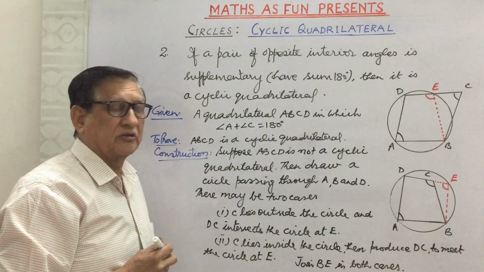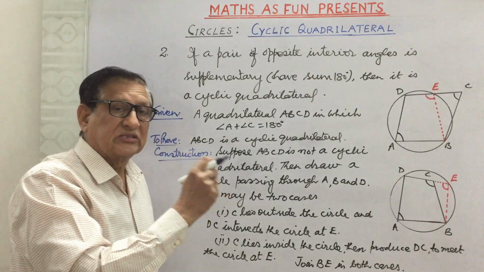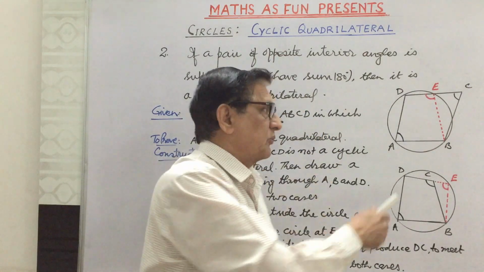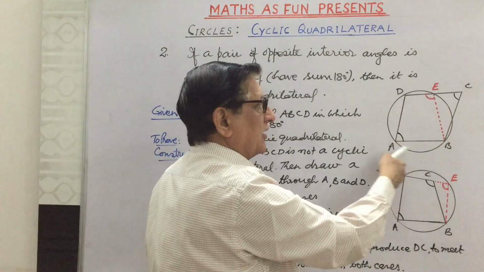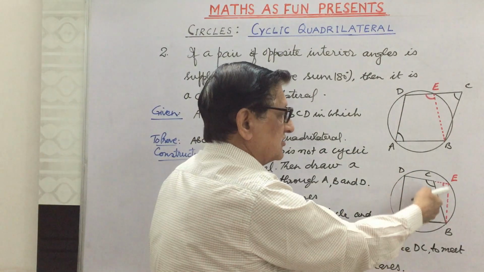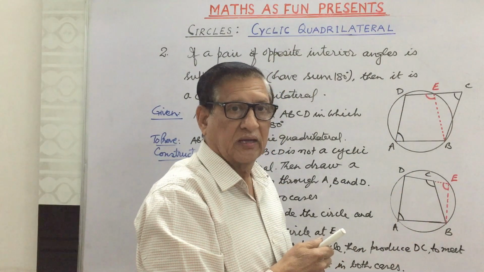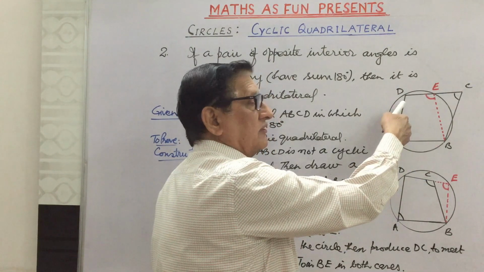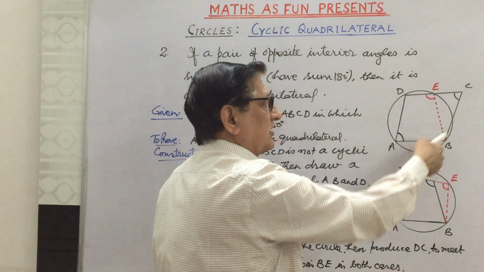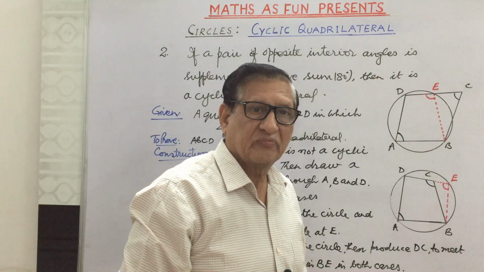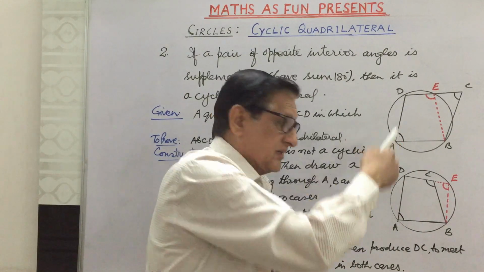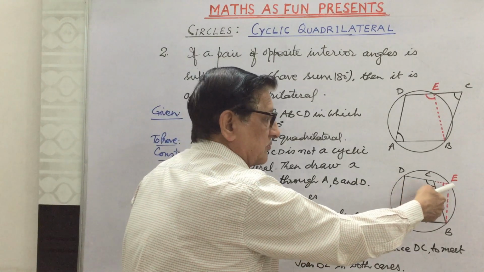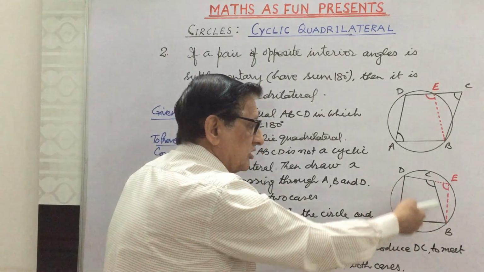Then we need a construction here. In construction we consider that the quadrilateral is not cyclic. Suppose the point C is either lying outside the circle or inside the circle. In case of outside the circle, suppose DC intersects the circle at E, then join BE. In the second case, we produce DC and suppose it meets the circle at E, then join BE.